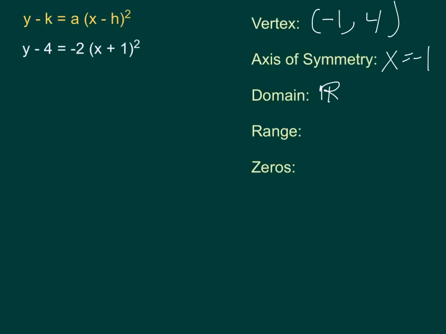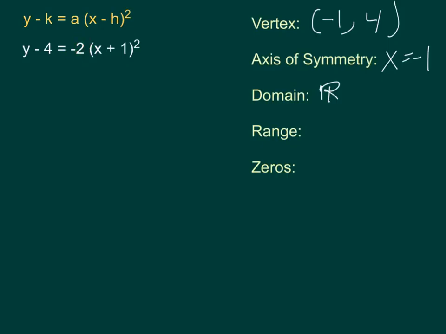Now, your range is not going to be all real numbers. This is a parabola, so it's going to be limited. And the way we figure it out is based on two things. We base it on the y-coordinate of the vertex, because range has to do with y, and it has to do with my value of a.